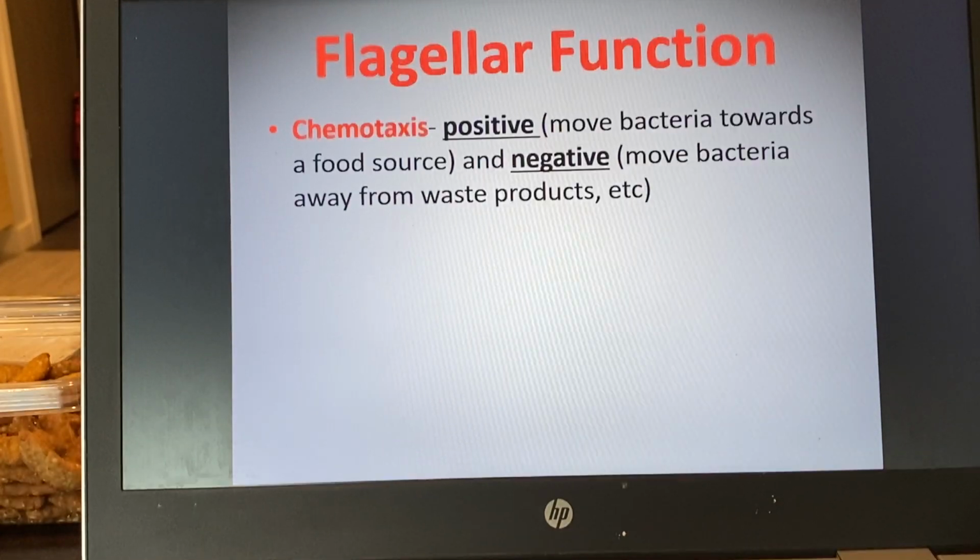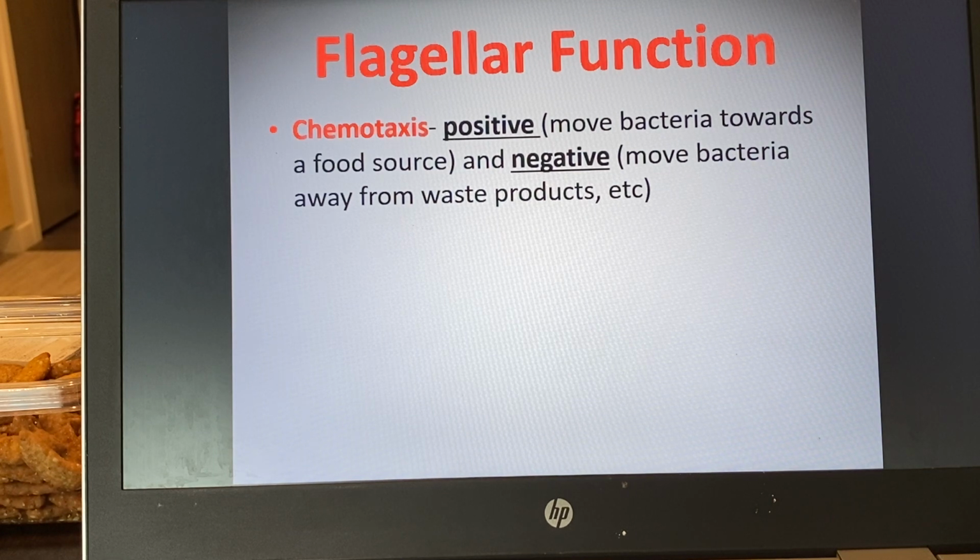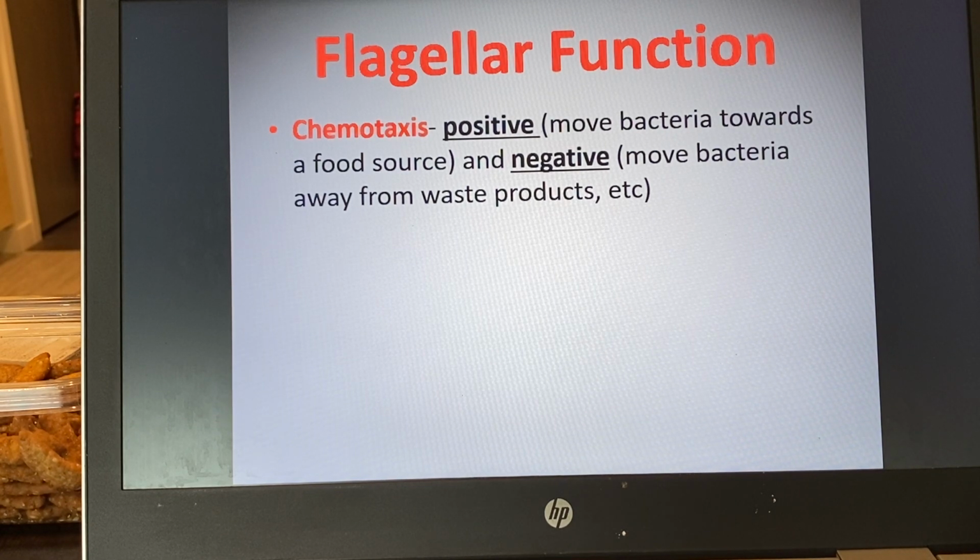There are two different types of chemotaxis. Positive chemotaxis is when bacteria move towards something positive, like, oh boy, there's a really good food source over here, I'm gonna head this way. Negative chemotaxis is when bacteria move away from something that's bad, like, oh, there's an antibiotic there, I don't want that to kill me, so I'm gonna move away from it. Or, wow, there's too many bacteria here, there's no nutrition, there's a whole bunch of waste products, I'm out of here. That would be an example of negative chemotaxis.